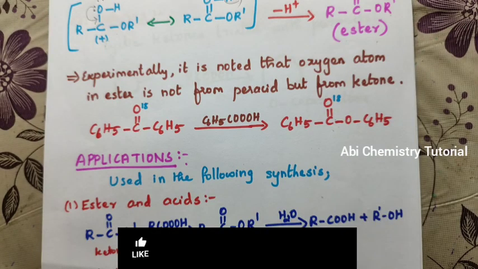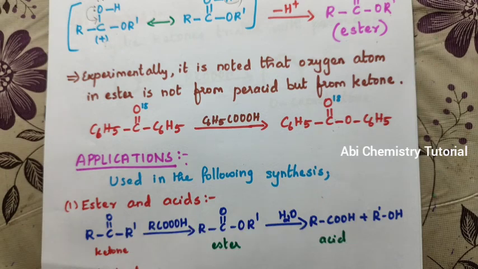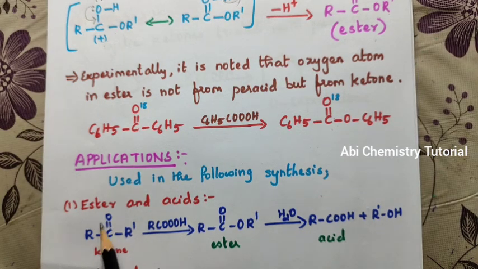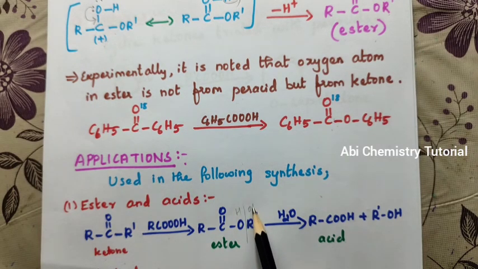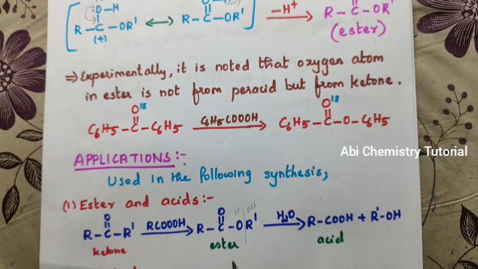So now we will learn about the applications of Baeyer-Villiger oxidation. Already we know it is a simple method of preparation of ester. So the first thing you can do is prepare ester. So this is a ketone. When you use peracids, we get ester. And you know, ester on hydrolysis usually produces an acid and an alcohol. So this is an acid and alcohol. So Baeyer-Villiger oxidation can be used to prepare ester and also acids.